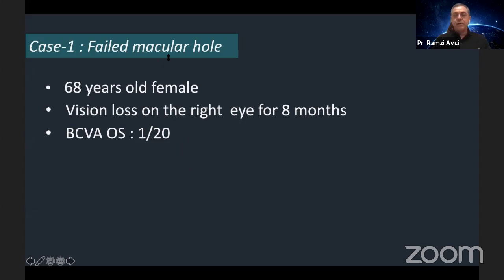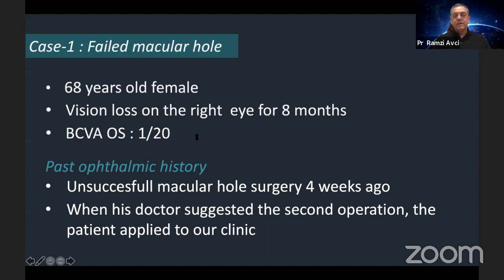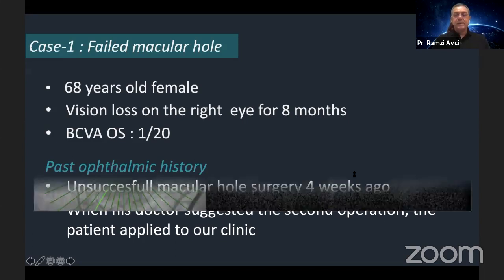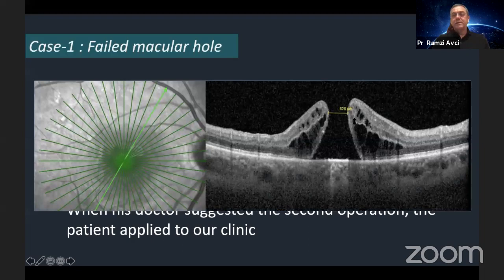We can apply this even to a failed macular hole. 63 years old female, vision loss in the right eye for 8 months. Vision is 1/20, and the past ophthalmic history is an unsuccessful macular hole surgery 4 weeks ago. When her doctor suggested a second operation, the patient applied to our clinic. And the picture after the first surgery shows an over 600 micron macular hole.